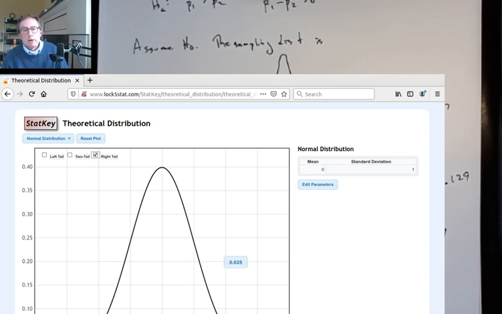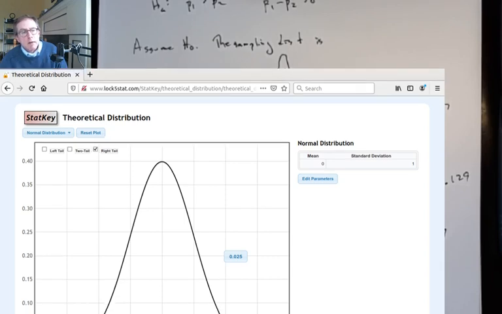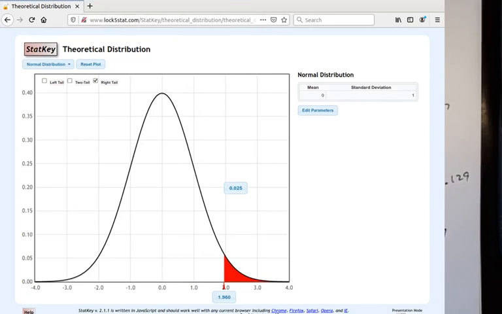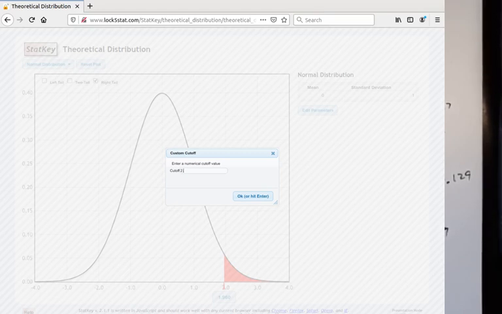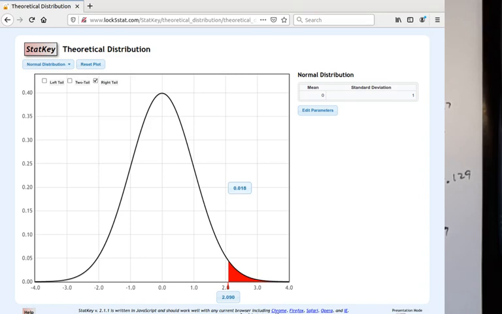Sorry about that. So 2.09. Okay, I think I did that right. And the p-value is 0.018. That's way less than 5%. That's about 2%.